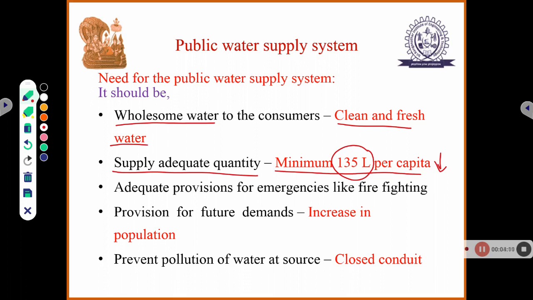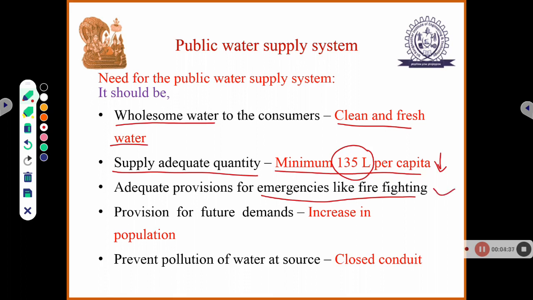Then next, adequate provisions for emergencies like firefighting. The government should give water for emergencies like firefighting, because only with the help of water can we stop a fire, so the water board department must provide water in the case of firefighting also.